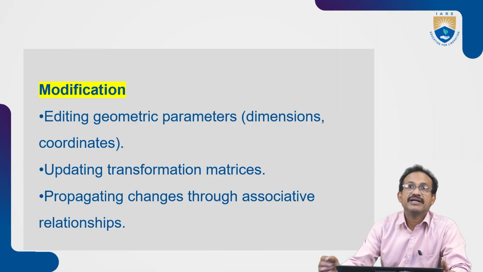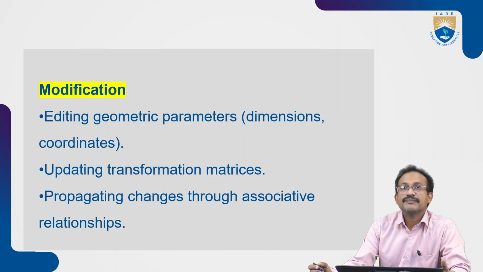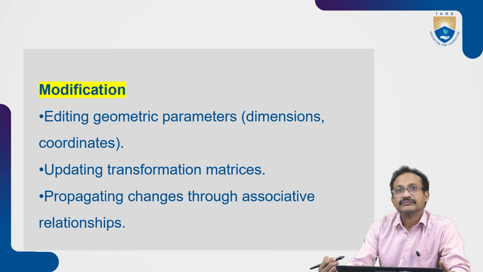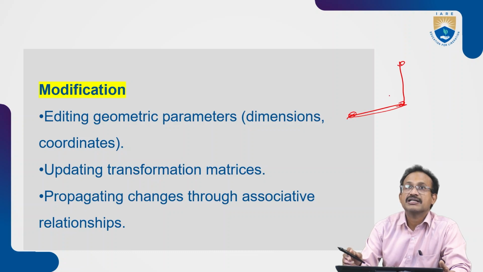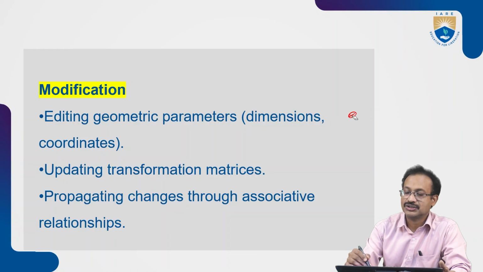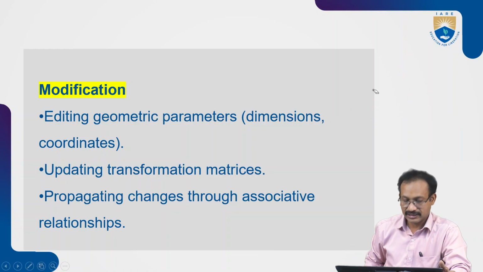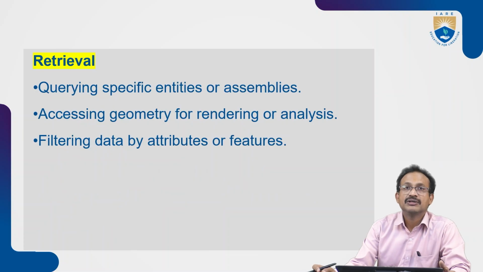Okay, so we can update these dimensions too. Next, propagating changes through associative relationships. Already we have discussed that. What are the associative things? Let us say this edge is associative to this edge. So if there is any change in this edge, subsequently the corresponding change will occur in this edge too. Okay, that is propagating changes through associative things.